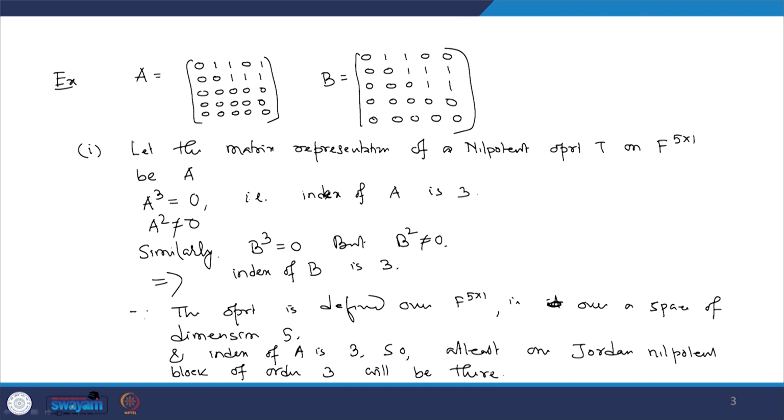Now, the next question is, how many Jordan nilpotent blocks will there be? That depends on the nullity of the operator T or matrix A, and the total number of blocks is equal to the nullity of A.